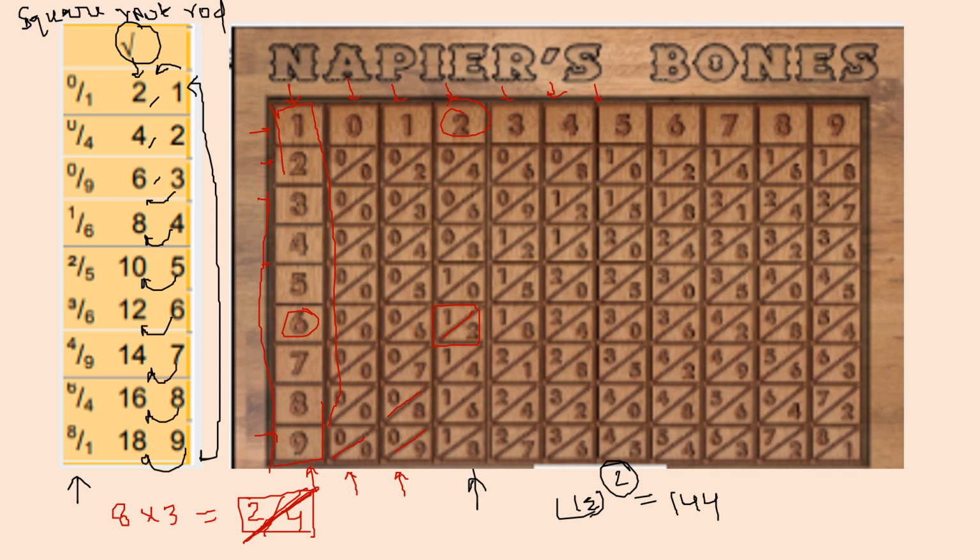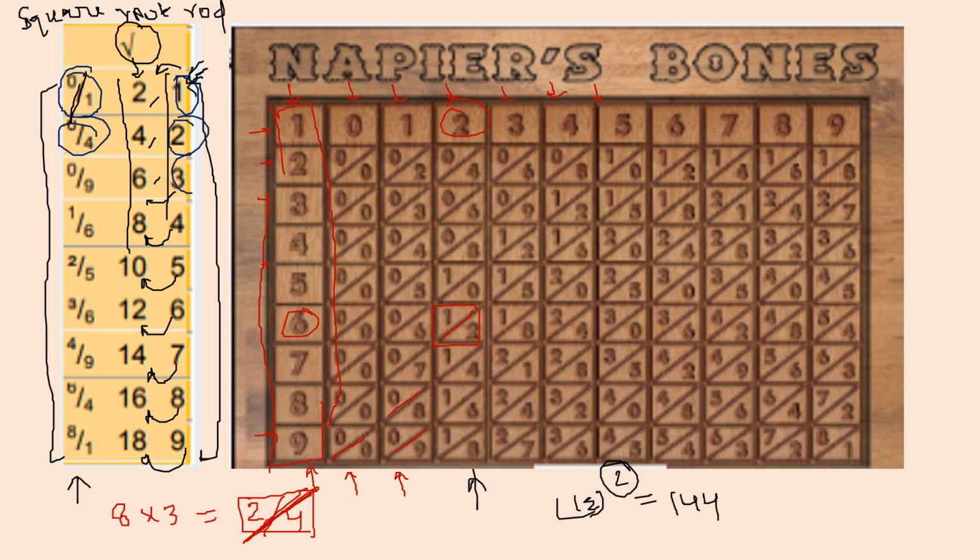So the first rod is the index number. Then the second rod is of even numbers. And the third rod contains the squares of the index number in diagonal form. For example, let me change the color of the pen. This is 1, so 1 square is 1. 2, 2 square is 4. 3, 3 square is 9. 4, 4 square is 16. 9, 9 square is 81. Now let's see how these three additional rods can help in finding the square roots.